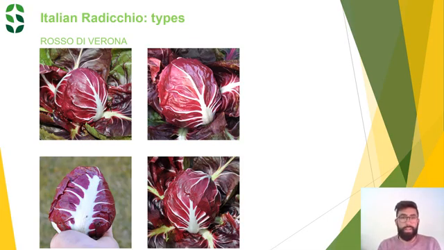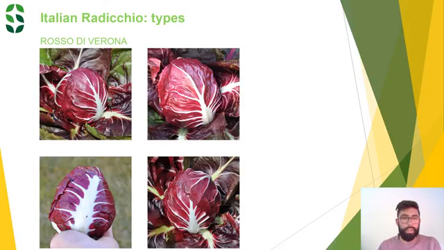Rosso di Verona is another really nice type. Here is a very traditional type, egg shape, oval, and really interesting for fresh market because of the texture of the leaf that is in between Chioggia and Treviso, so it has less fiber than Treviso but is more consistent than Chioggia. So it's really interesting to be used both raw or cooked.